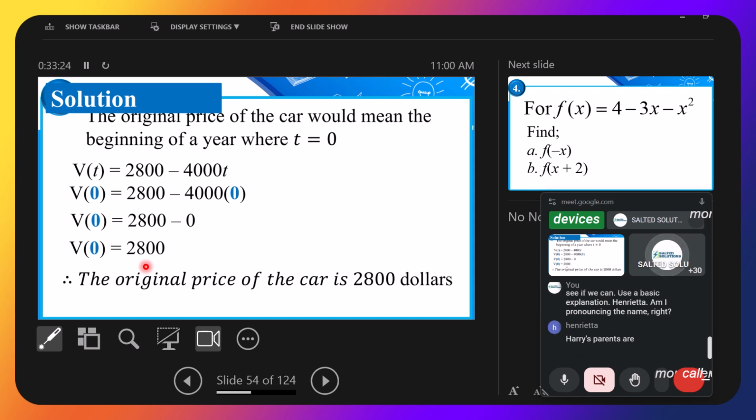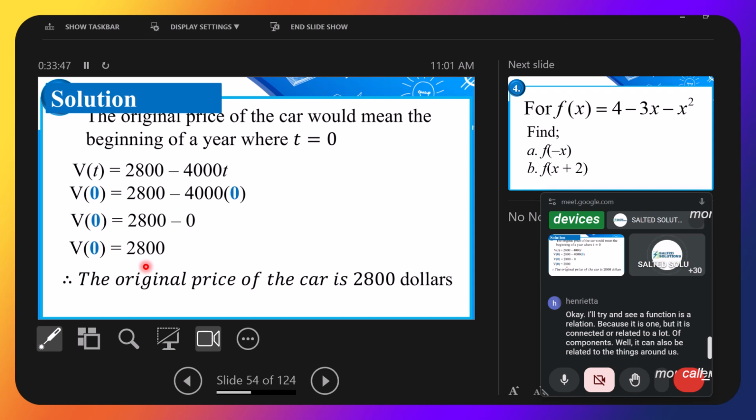Okay, go ahead. I'll try and say a function is a relation because it is one, but it is connected or related to a lot of components. It can also be related to the things around us. For example, when we were learning the one-to-one and many-to-one relation, we gave some real world situations as the examples, showing that functions can also be related to our physical world.